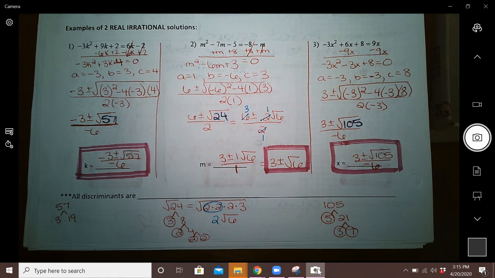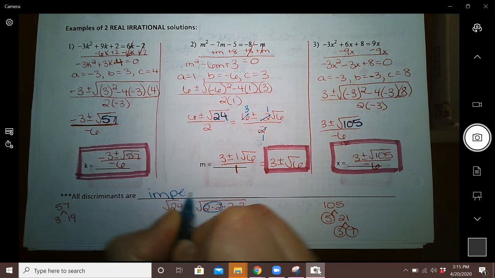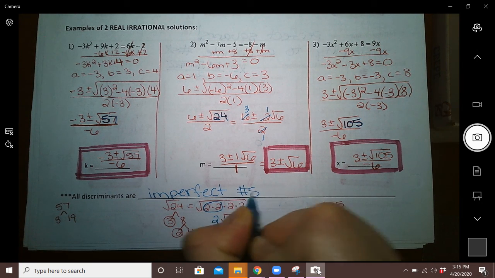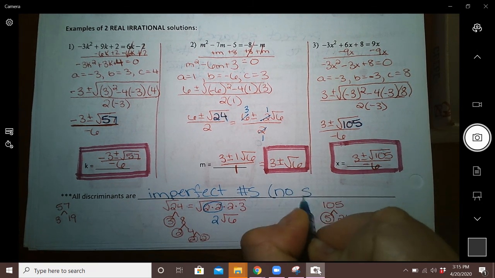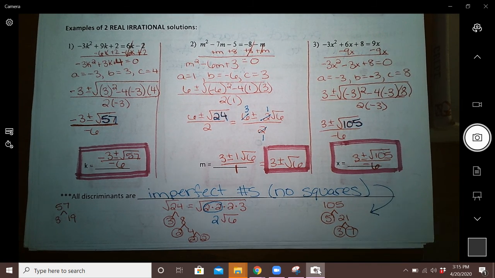And you guys, the discriminant values are imperfect squares, or they're not perfect. They're imperfect numbers, not squares. You're going to have to break down with your factor tree, okay?